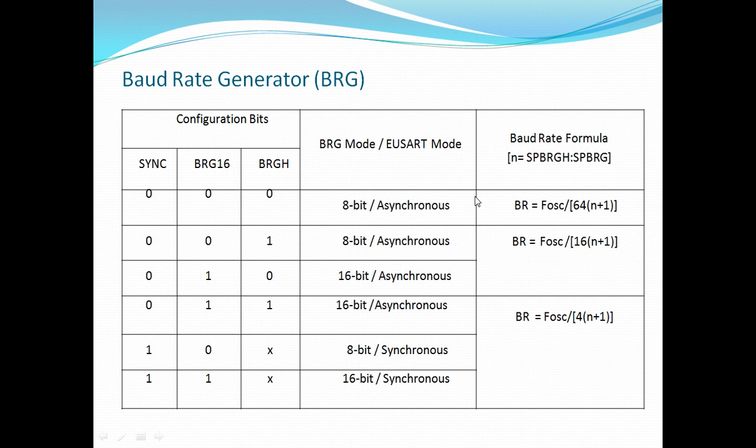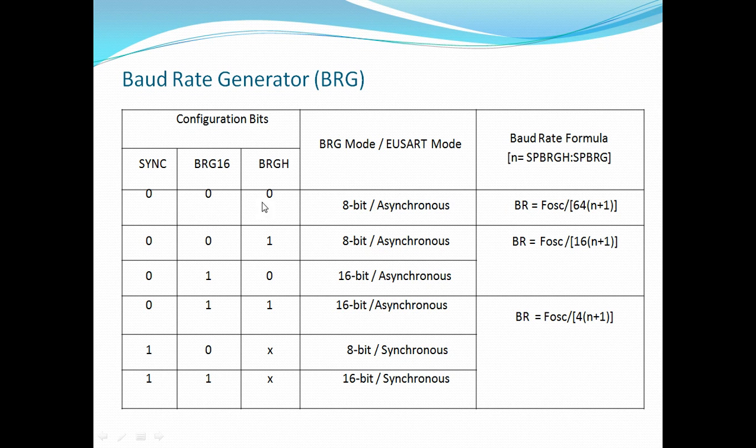These are the baud rate generator calculation formulas for selecting the values which are loaded inside the SPBRGH higher byte register and SPBRGL lower byte register. So baud rate can be calculated like this: FOSC divided by 64 (n plus 1) for these modes, synchronous and asynchronous. This is the formula for calculation of baud rate. But while calculating baud rate, you need to configure these particular bits.